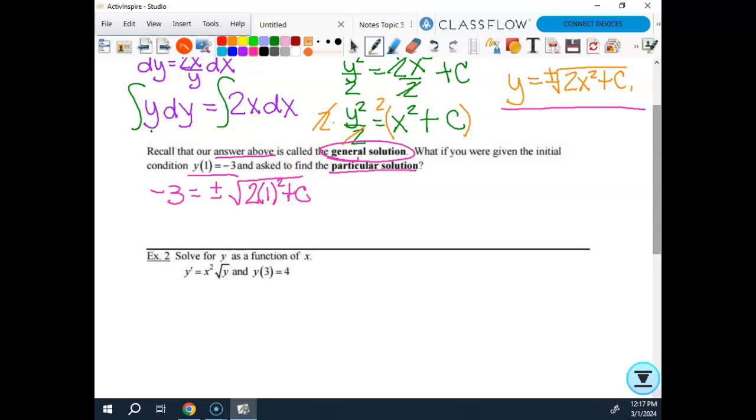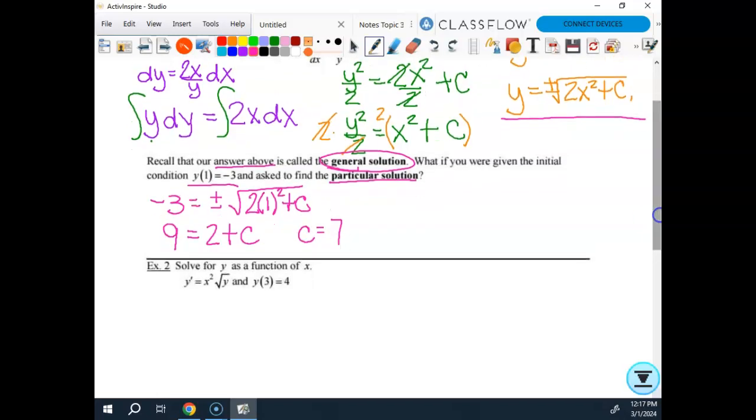Then how do I undo a square root? I square both sides, right? So when I square both sides, -3 squared is 9. That's equal to 2 plus c. So what does c equal? 7. Okay.